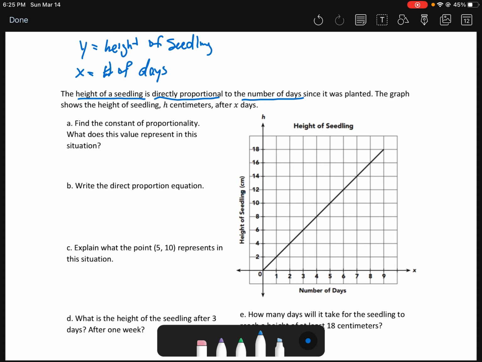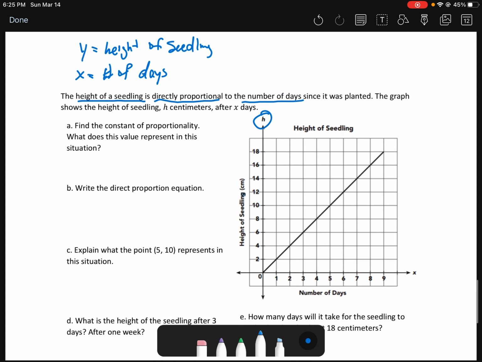And when looking at the graph, you can even see that. We have my y-axis, which they're using h, is the height of the seedling. My x-axis, which they are using x, is the number of days. So it says we need to find the constant of proportionality, and then what does that value represent in this situation? Well, just like in the problem earlier, we can take any of these coordinate points on the line to find out what my k is.